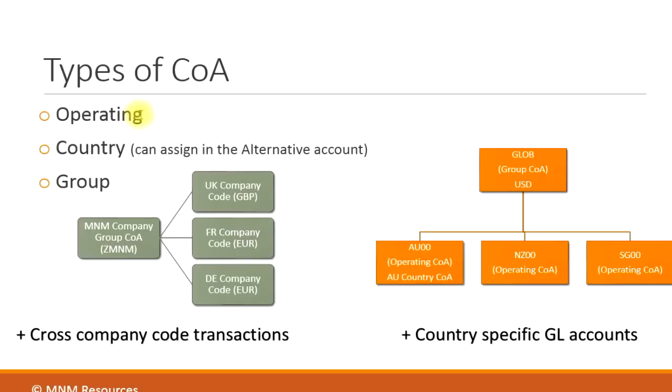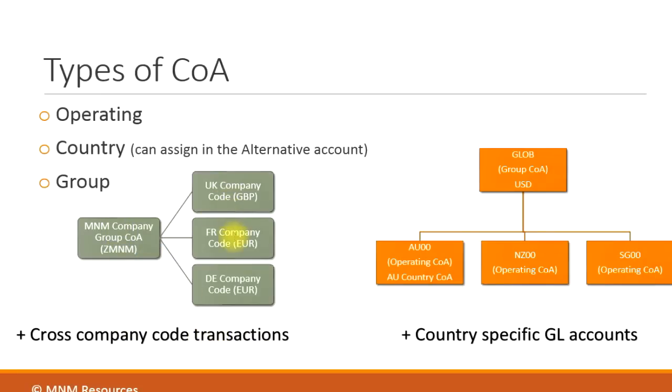Now let's look at the types of chart of accounts. There are three types of chart of accounts: operating, country, and group. Now all the company codes will have their own operating chart of accounts, that is their main chart of accounts which they are using for their operations. So the advantage of linking many different company codes worldwide to the same chart of accounts, like this example, I'm assigning different company codes which use different currencies, but they're all using the same chart of accounts, is that you can have cross company code transactions.